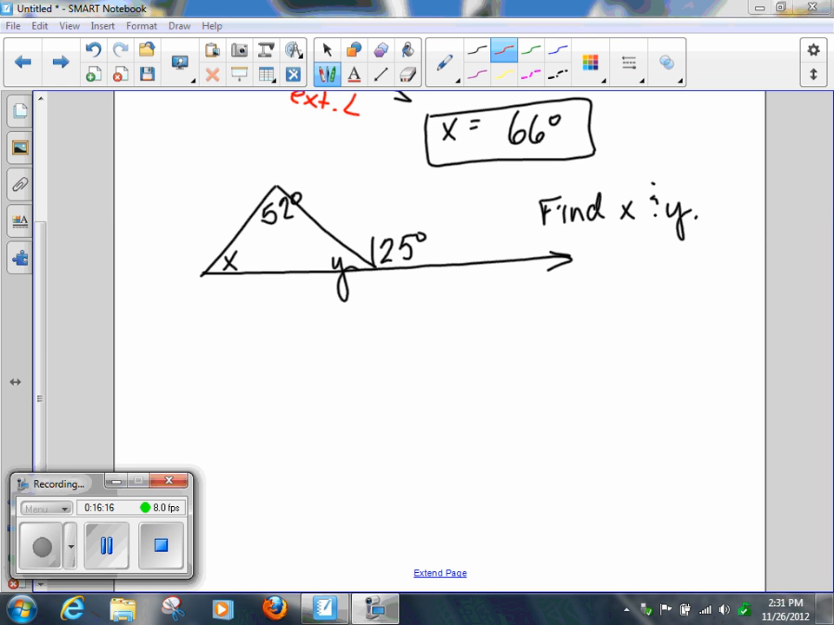Go ahead, Carson. He didn't just say it, he said, isn't y and 125 a linear pair? Yeah, Carson, you darn right. Carson, excellent. Folks, he deserves a slow clap.